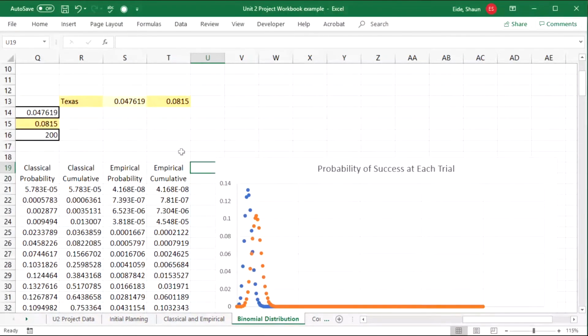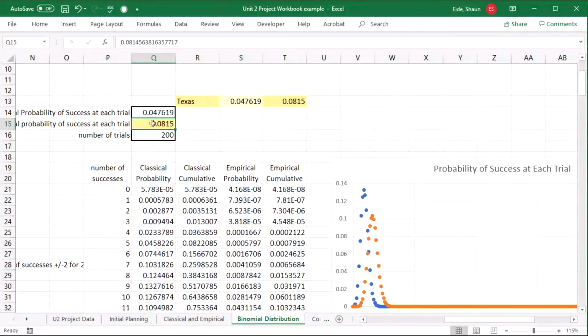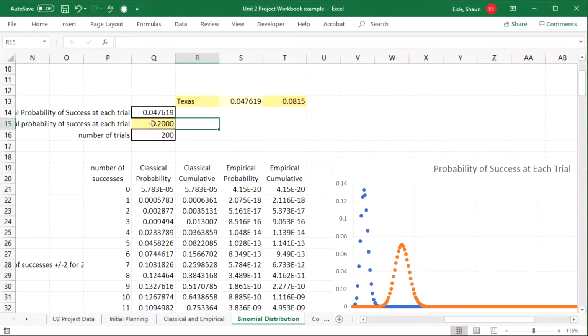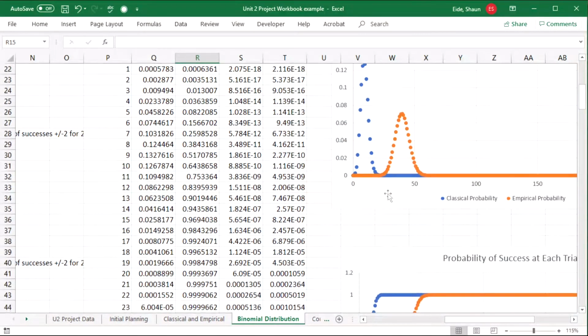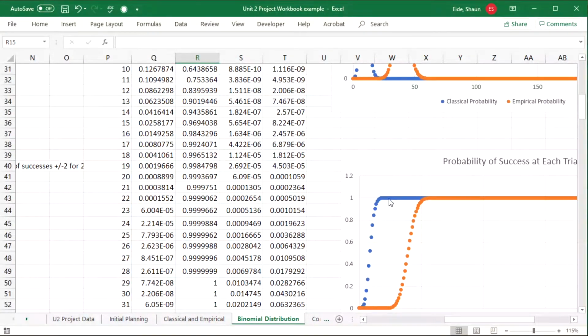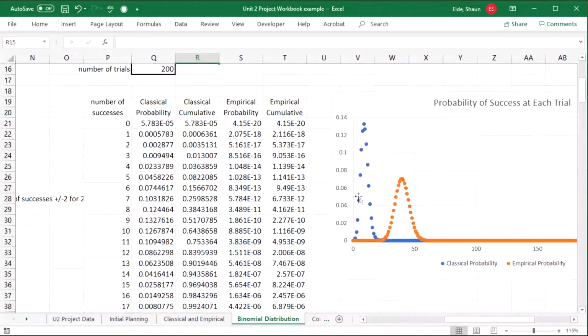Now, what happens if I change the probability of success at each trial a bit? You'll notice 0.2 changes a lot, right? It says, okay, here is the classical probability, and here's the empirical probability. You can definitely see how different it is when you have the actual empirical probability. It really does make a big difference, and it's important to use it because it is a lot more accurate.